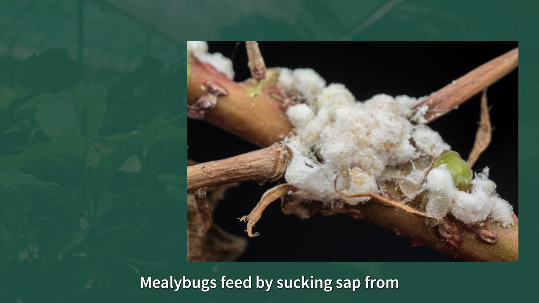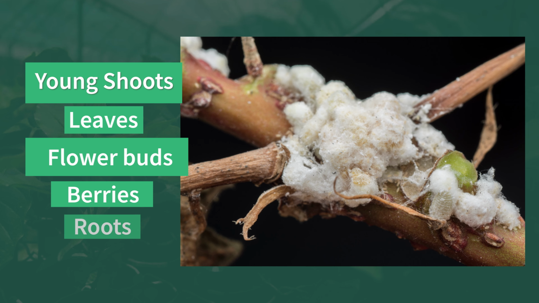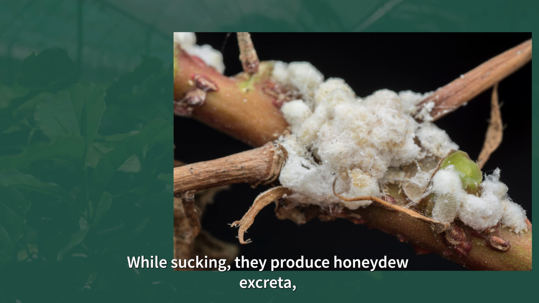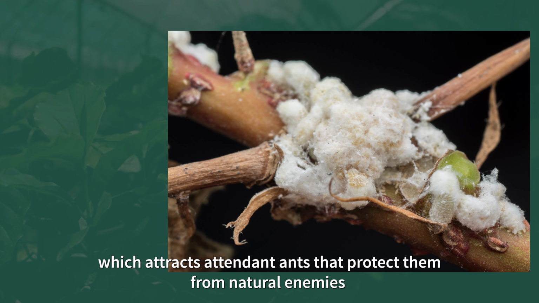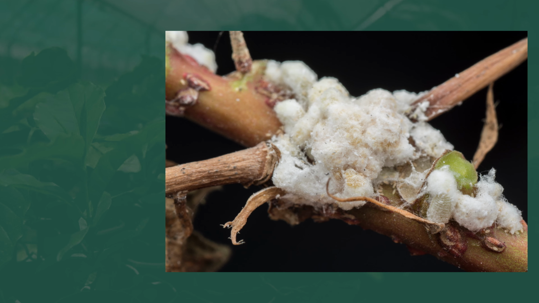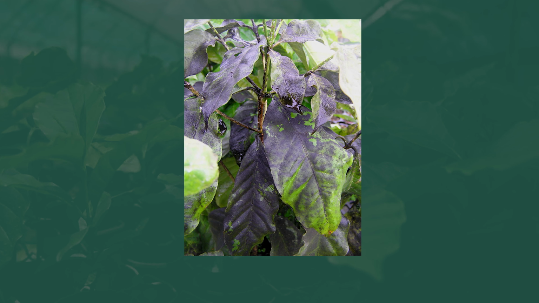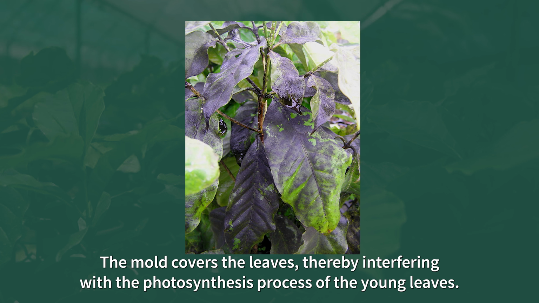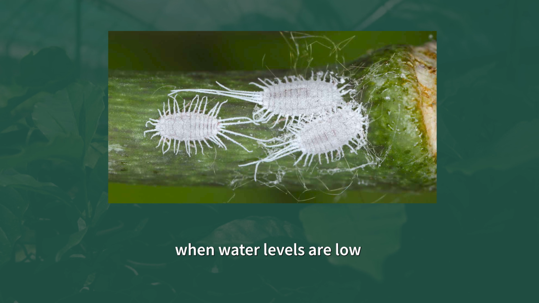Mealybugs feed by sucking sap from young shoots, leaves, flower buds, berries, and roots, resulting in yellowing and defoliation of plants. While sucking, they produce a honeydew excreta which attracts attendant ants that protect them from natural enemies. The excreta attracts a black fungal mold. The mold covers the leaves, thereby interfering with the photosynthesis process of young leaves. Mealybugs are generally more of a problem in the dry season when the water levels are low.